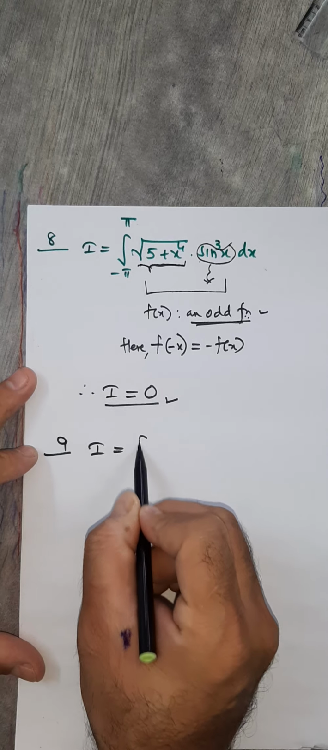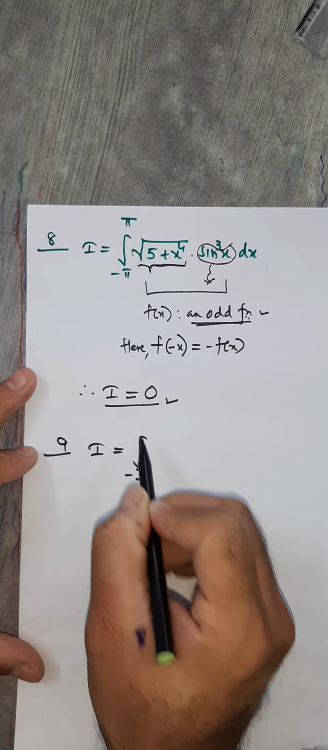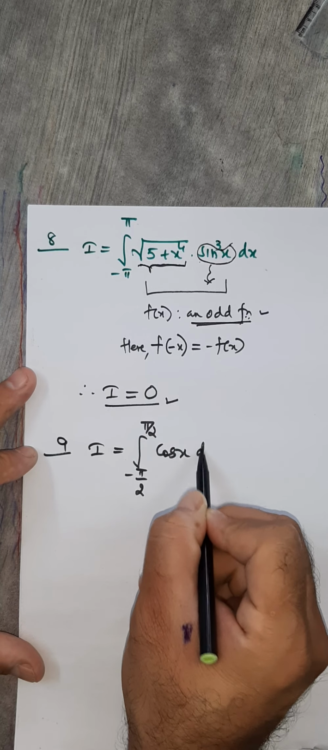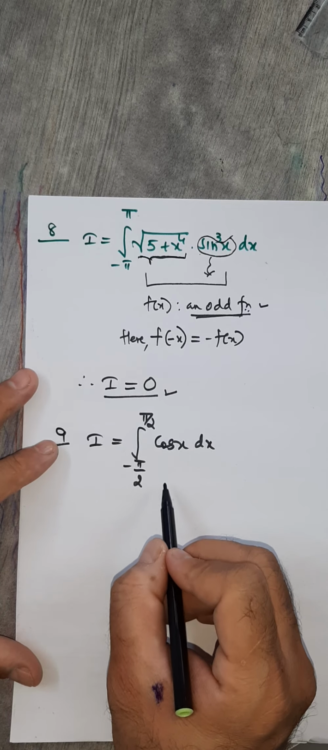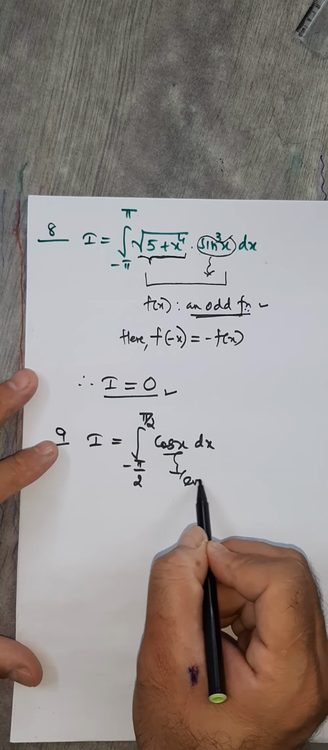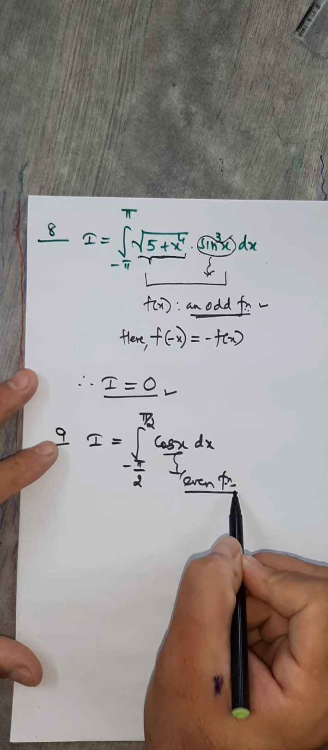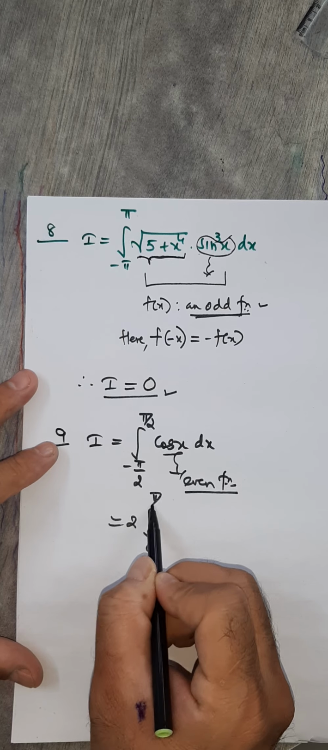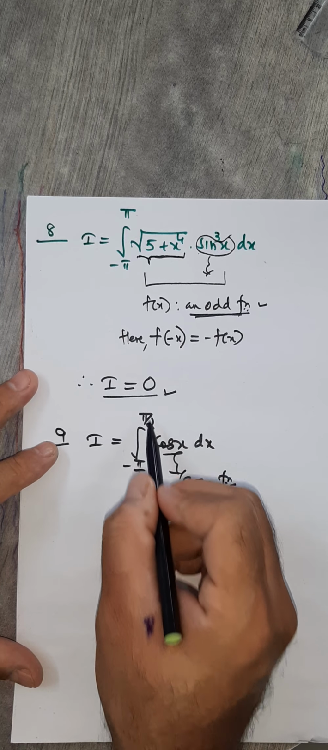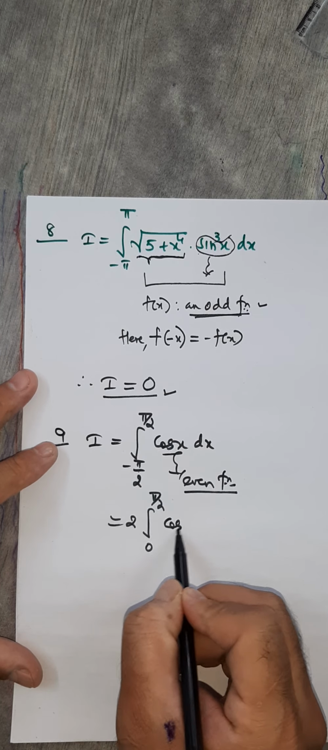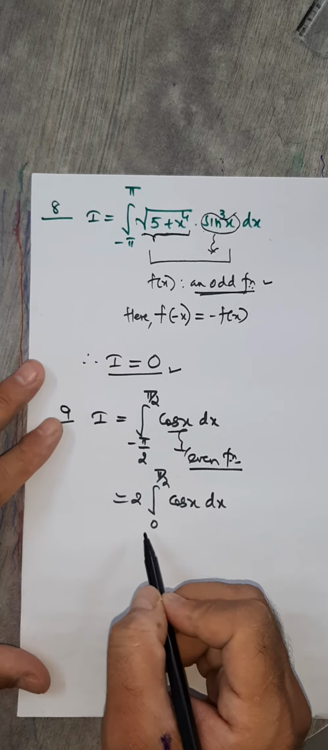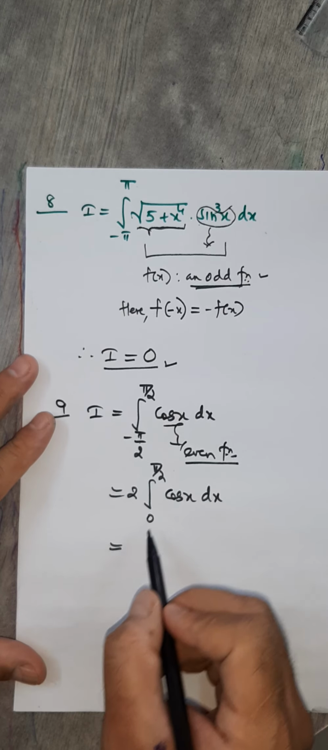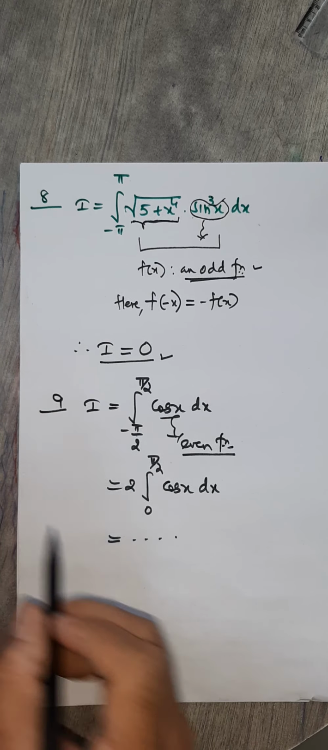I equals integral from minus pi by 2 to pi by 2 of cosine x dx. Now this is an even function. Then the only thing you can do is twice the integral from 0 to pi by 2, limits from minus pi by 2 to pi by 2, 0 to pi by 2 of cos x dx. Now you know how to get the value of this, so complete it.